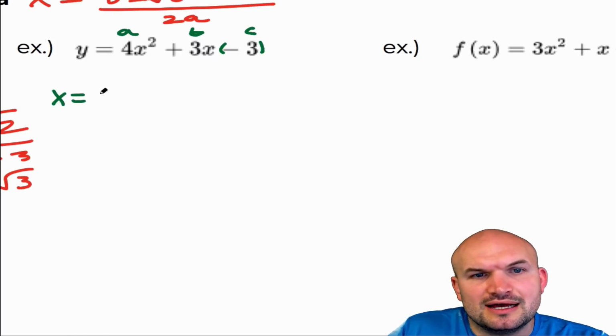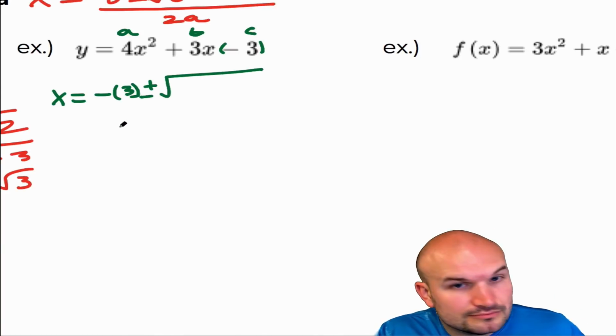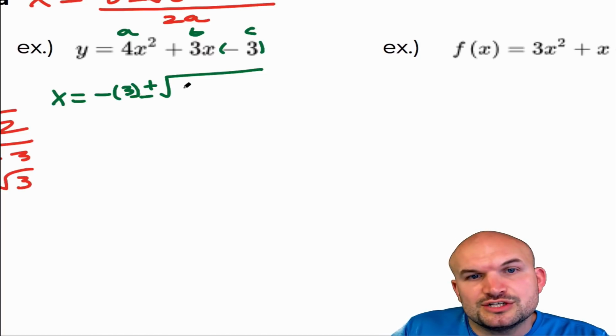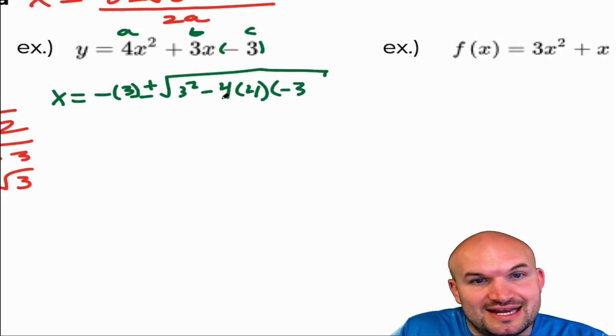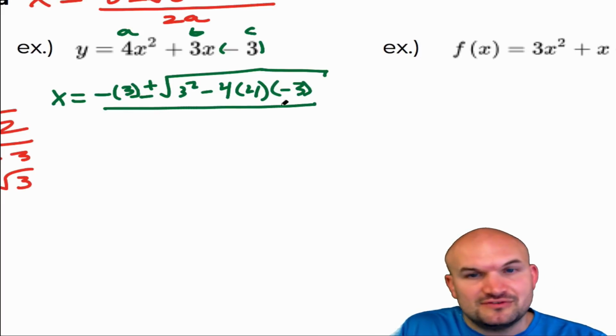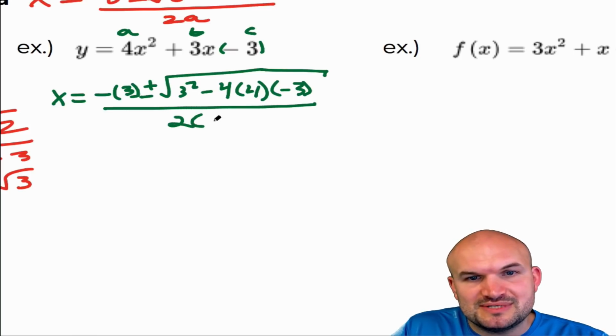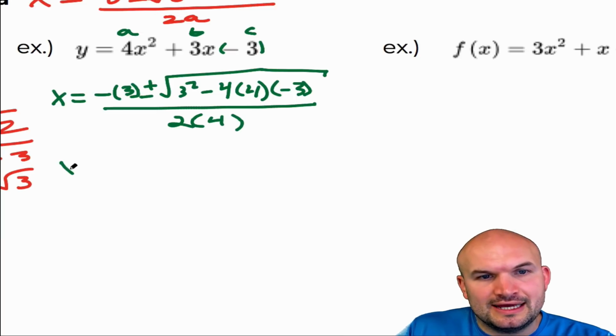X equals opposite of B, which is -3, plus or minus the square root of B squared, which let's just write as 3 squared, minus 4 times A, which is 4, times C, which is -3. Now, it's really, really important to have that -3 there, or at least to understand that C is -3, not just a +3. And then we multiply this by 2 times A, which is 4. Okay? So now let's bring this down and simplify.